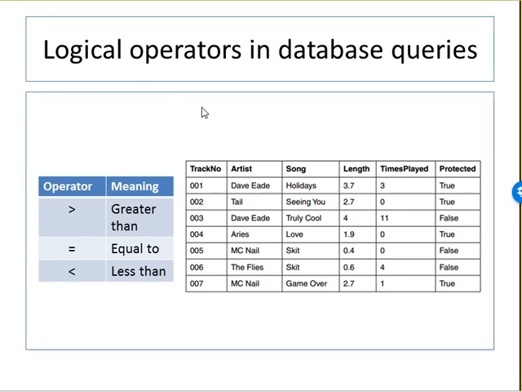Logical operators in a database query. If you think back to good old maths lessons, you've got greater than, less than, equal to. You can also have greater than or equal to, less than or equal to. If we look here, this is a table which has been taken straight from an OCR exam. If we had select a song, which we're looking at the song column, where times played is greater than 2, straight away, times played is greater than 3, so it would return Holidays. Seeing You, times played is 0, so it wouldn't return that. Truly Cool, times played 11, it would return that, and so on.